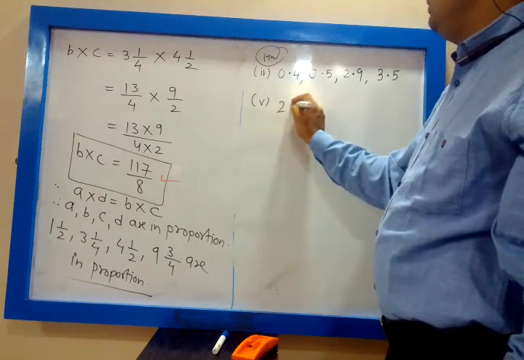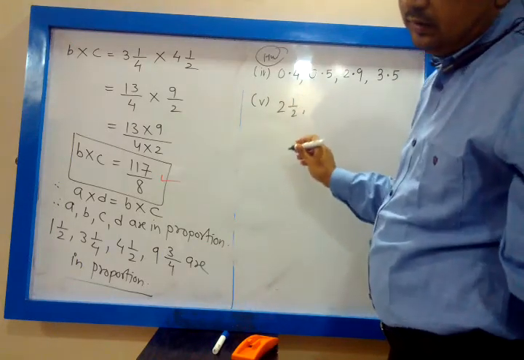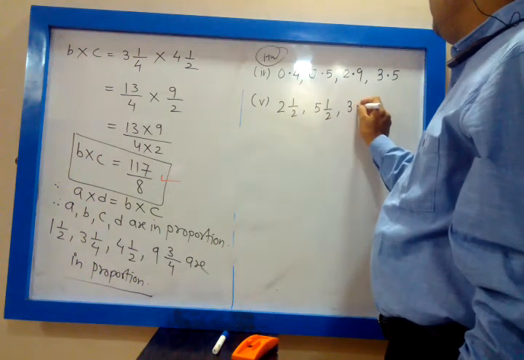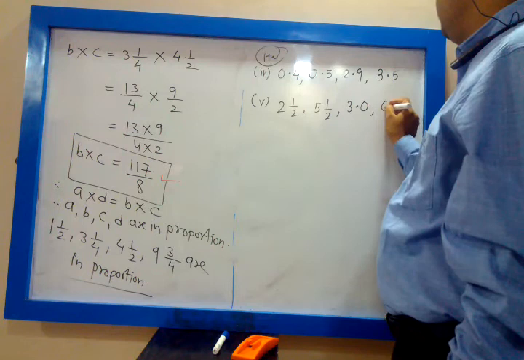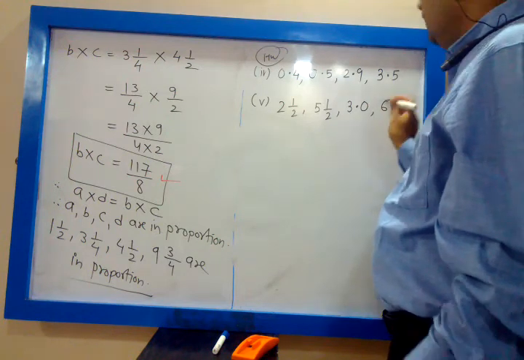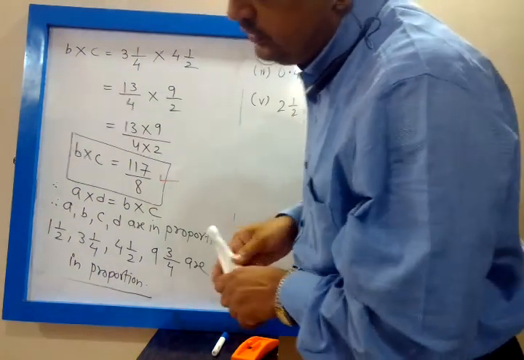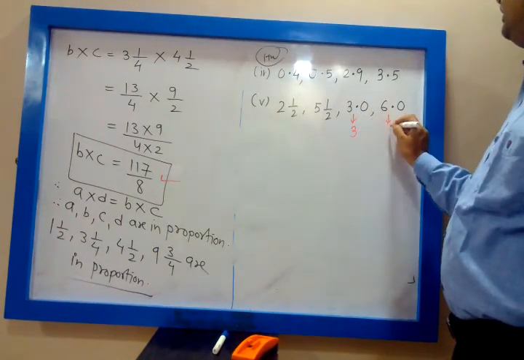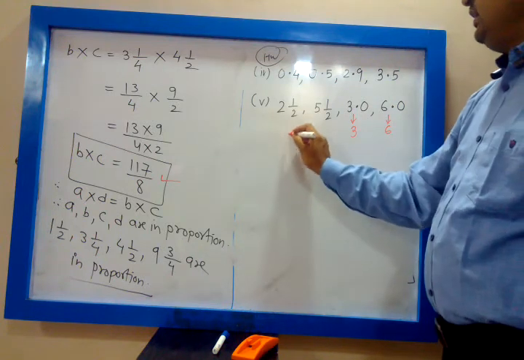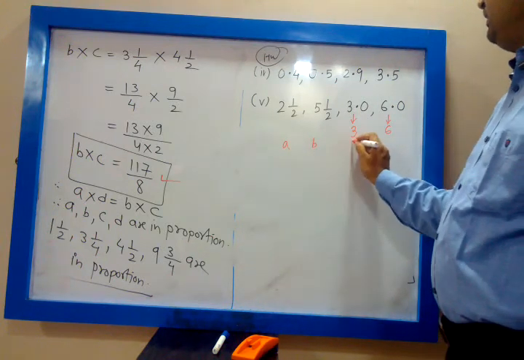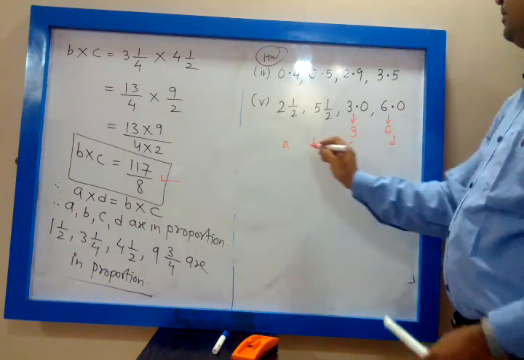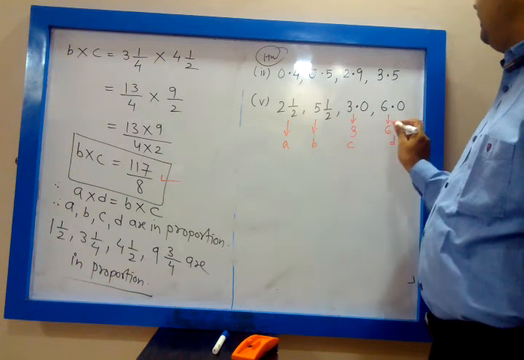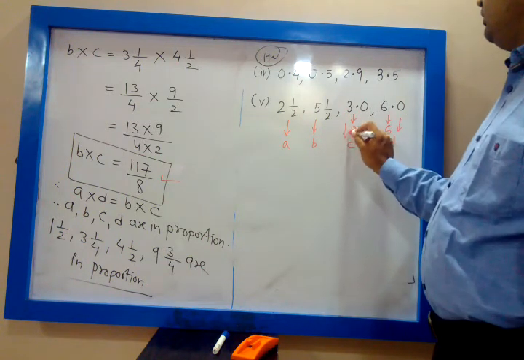2 is to 1 by 2, 5 is to 1 by 2, 3.0, 6.0. My dear, 3.0 is same as 3, yes or no? And 6.0 is same as 6, this you remember. This is my A, this is my B, this is my C, this is my D. So you check whether product of extreme is equal to product of means. Verify.